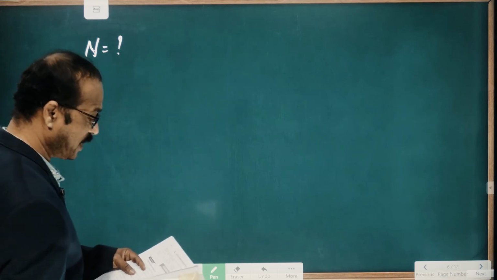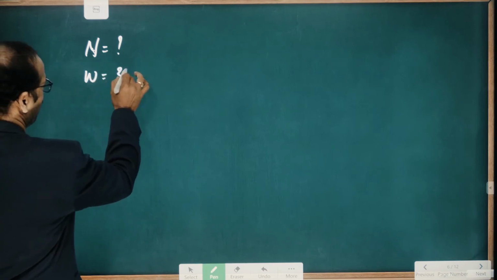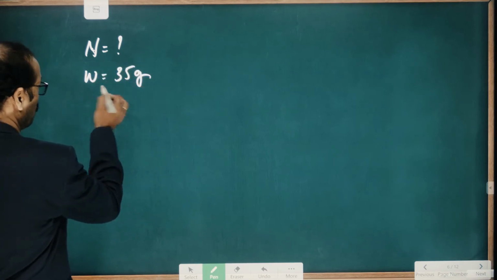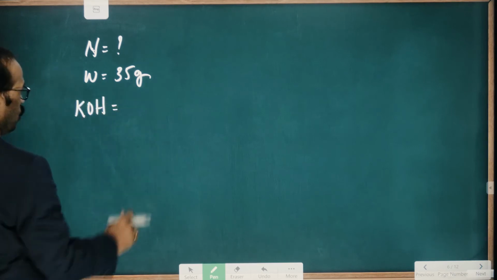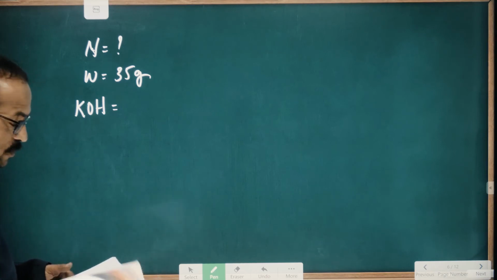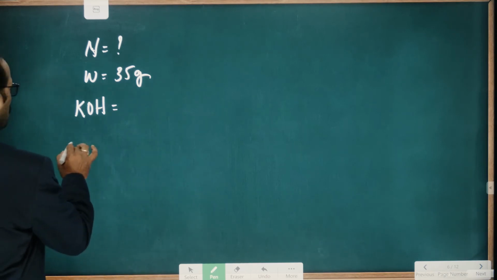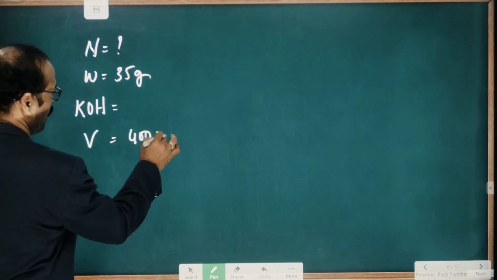And the solution has 35 grams of potassium hydroxide. So weight is given, 35 grams, of potassium hydroxide. We can write the potassium hydroxide formula is KOH. And then what is given? Dissolved in sufficient water to make 400 ml of solution. So volume of solution is given, V is equal to 400 ml.